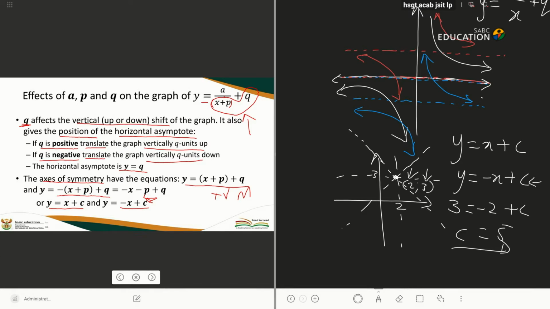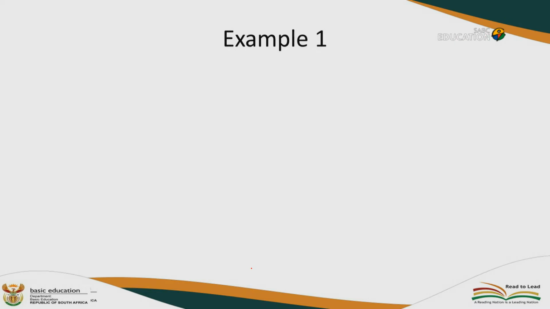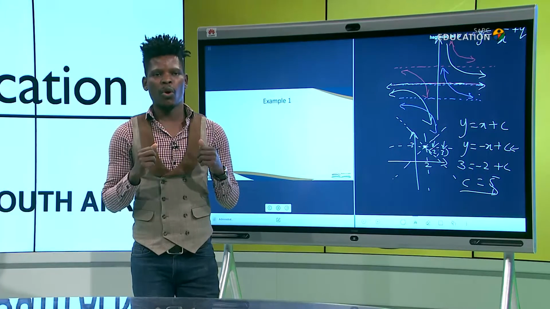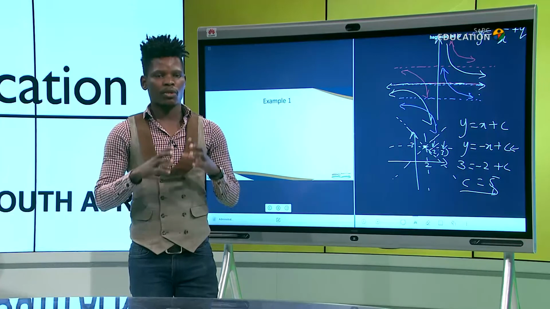So we are basically saying there are two ways in which you can do it. You can get it from the equation, where you just use the denominator in your equation plus your q, and that will give you the equation of the axis of symmetry. Or you could use the form y equal x plus c and y equal negative x plus c. All right, so that is basically the basic concept that you need in order for us to sketch a hyperbolic function. If you want to sketch a hyperbolic function, those are the things that you need to know.